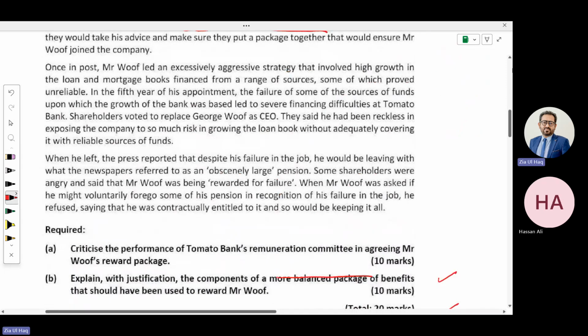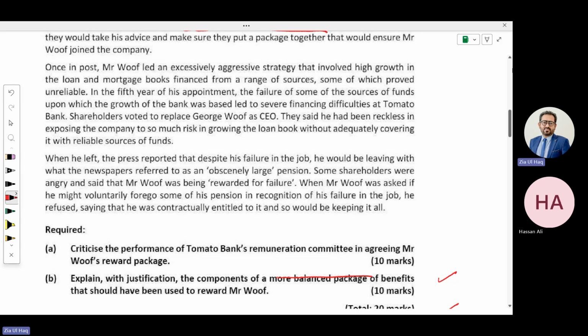Once in post, Mr. Wolf led an excessive, aggressive strategy that involved high growth in the loan and mortgage book, financed from a range of sources, some of which proved unreliable. In the fifth year of his appointment, the failure of some of the sources of funds upon which the growth of the bank was based led to severe financing difficulties at Tomato Bank. Shareholders voted to replace George Wolf as a CEO.